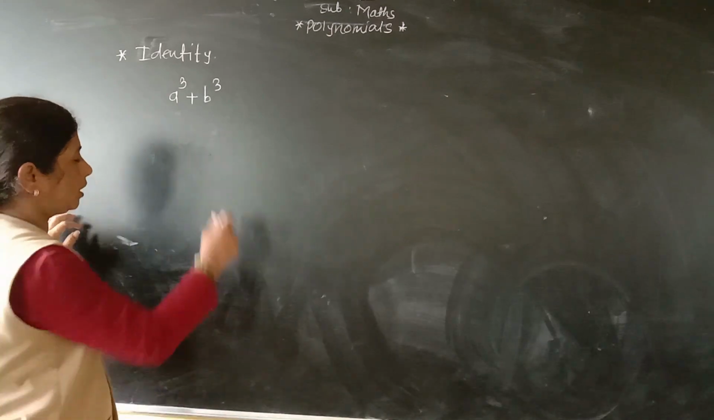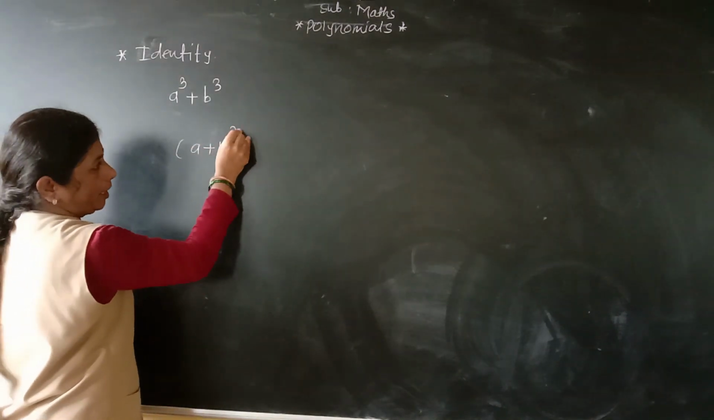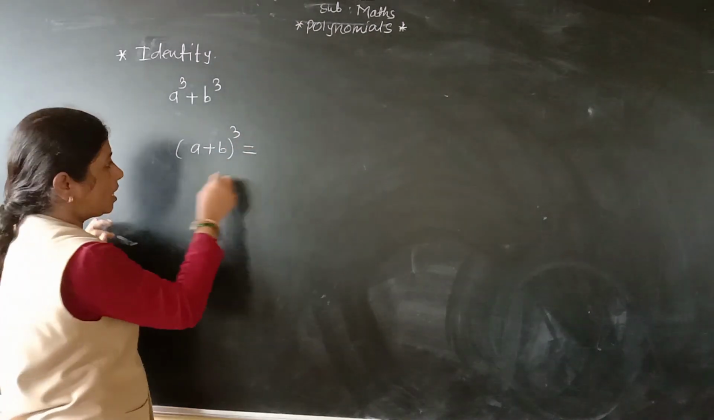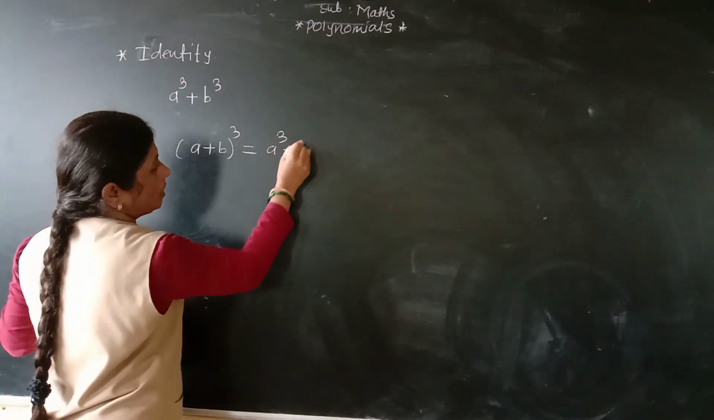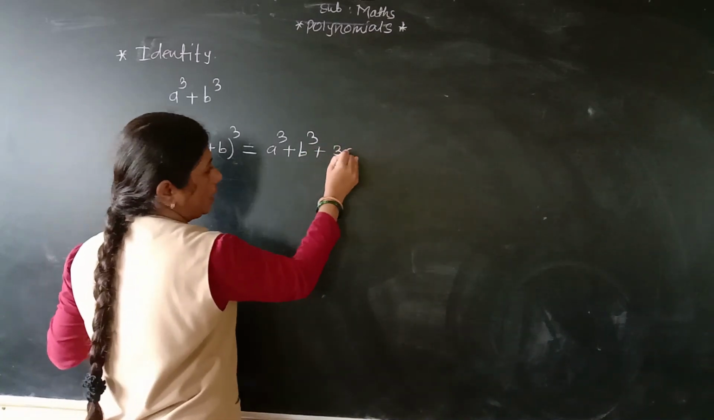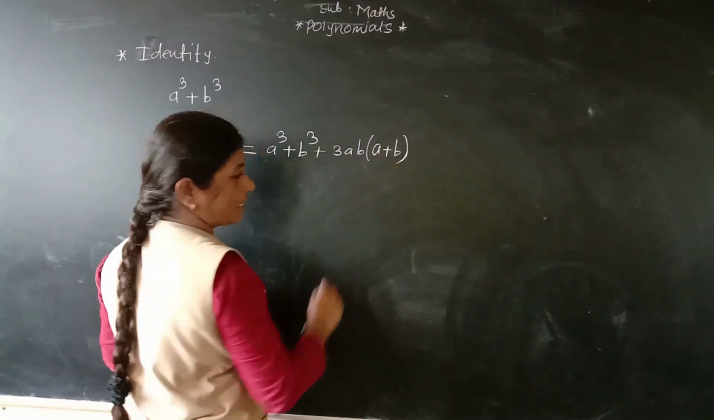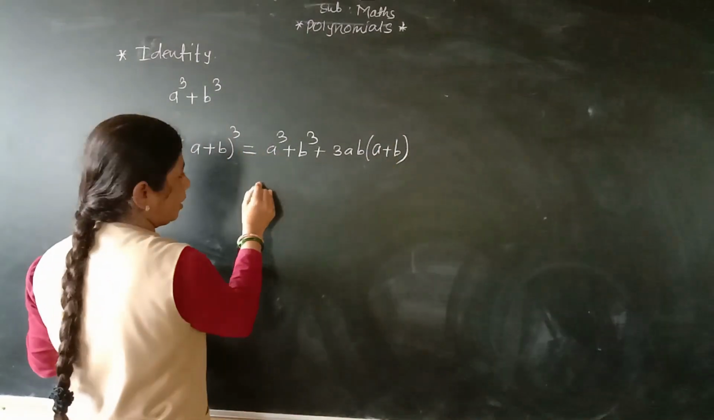See how we got here. We have learned the identity (a plus b) bracket cube. What is the expansion of this? a cube plus b cube plus 3ab in bracket a plus b, right? Yesterday we learned this.